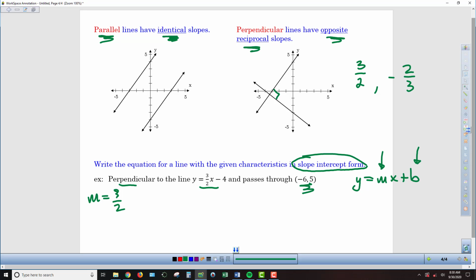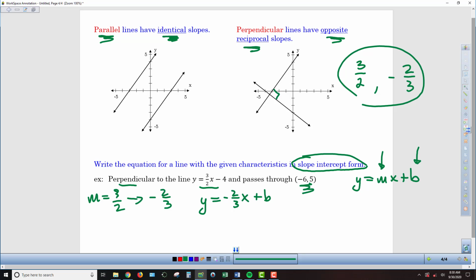Well, if our line's going to be perpendicular to that, then it's going to be the opposite reciprocal. So exactly what we described here, it's going to be -2/3. So now I can get as far as y equals -2/3 x plus b.